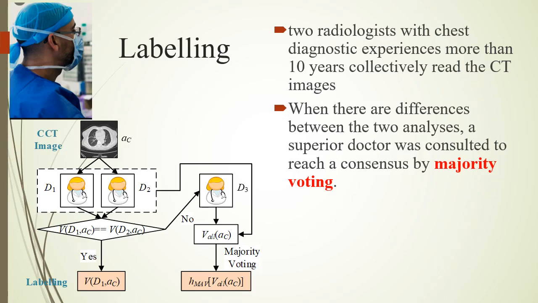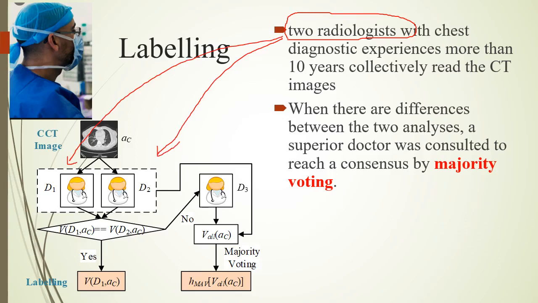How do we do the labeling on all the chest CT images? We first invite 2 radiologists, D1 and D2. Those 2 radiologists have more than 10 years of chest diagnostic experience, and they will collectively read the CT images. If their outputs are the same, the results will be the final results.